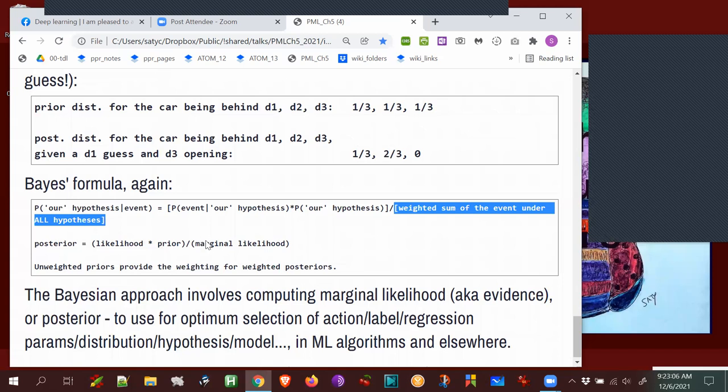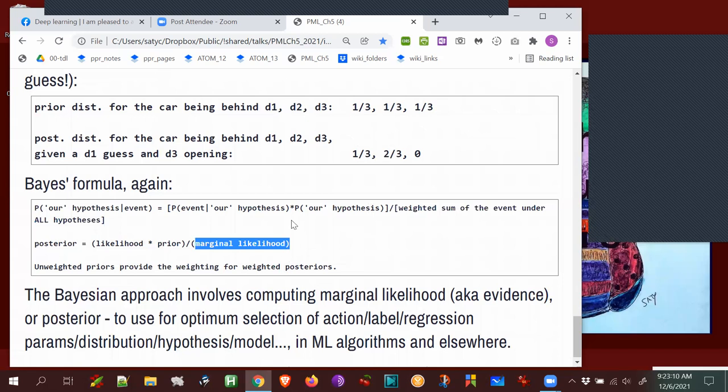It is the weighted sum of all the events, all the hypotheses under our event. Okay, so posterior, therefore, is likelihood times prior over marginal likelihood. And so what actually happens is these unweighted priors provide the weighting. Each prior becomes a weight for an event. And then in the end, what you get is a weighted posterior. So unweighted priors sum to one, and now weighted posteriors also sum to one.